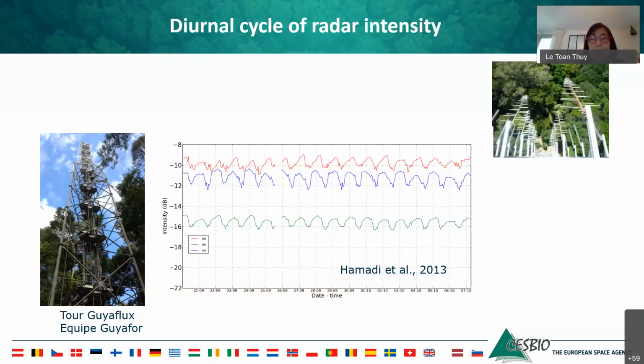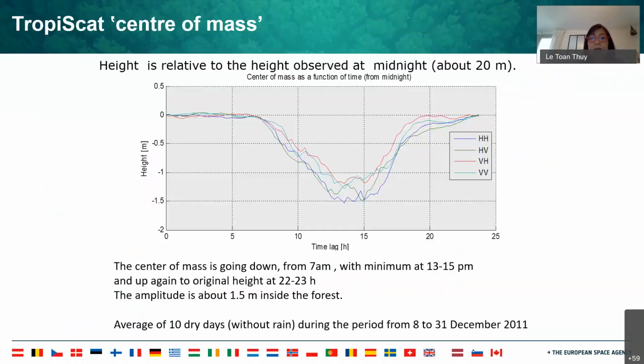Also, we have to define with all the data we have what the best orbit is, and because of this, we take 6 o'clock in the morning as the reference local time in order to have stability of the signal.